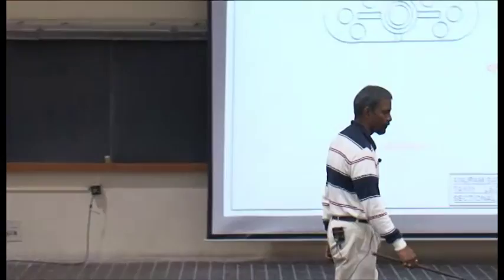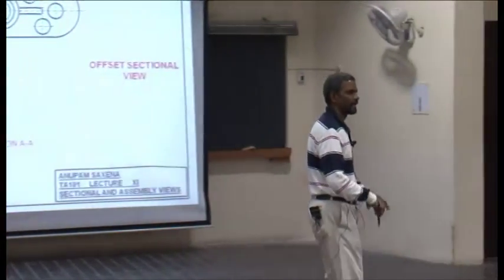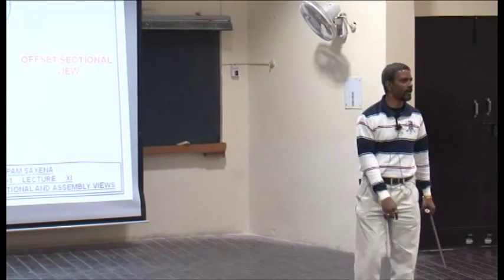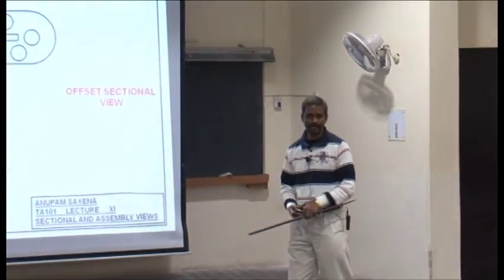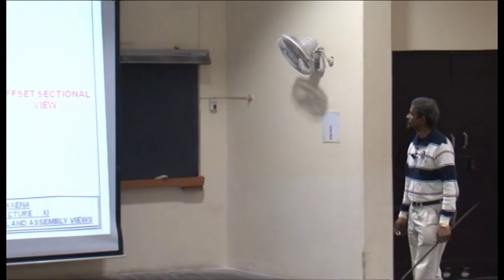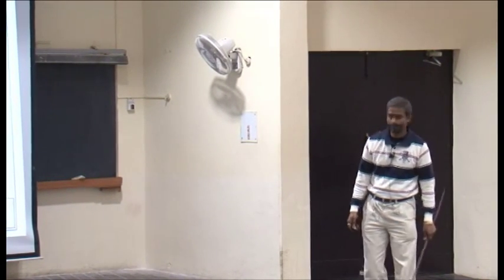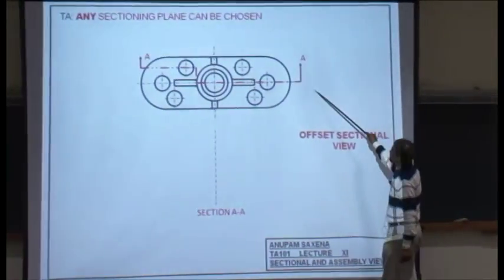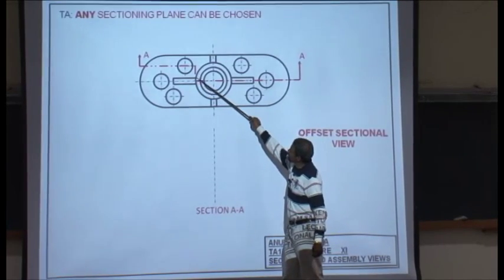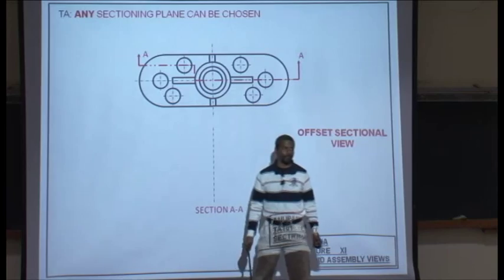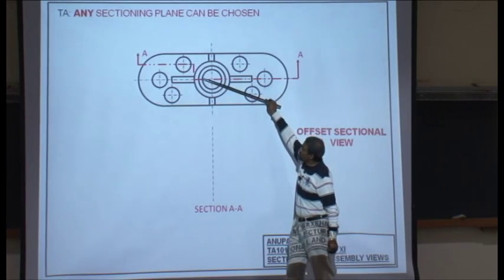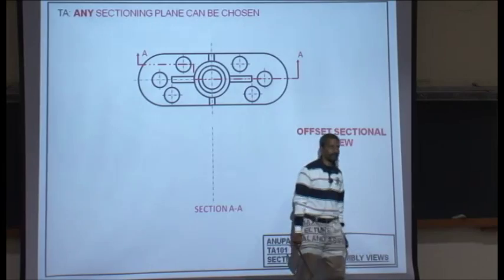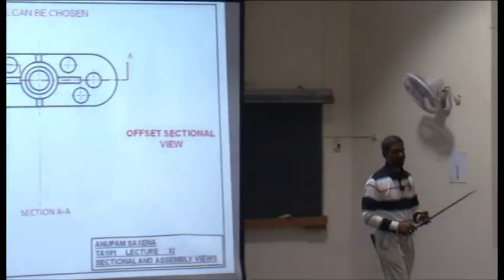You are the boss. You can choose the cutting plane in whichever way you want. It need not be straight, it can go zigzag, depending on the details of information that you want to depict. For example, I can choose the cutting plane to be like this. Starts from here, up till here, goes back, starts from here, up till here. So, the right part is actually showing the center part of the object, and the left part is also covering the features which are at the back of the rib. So, you can choose the section plane you want.